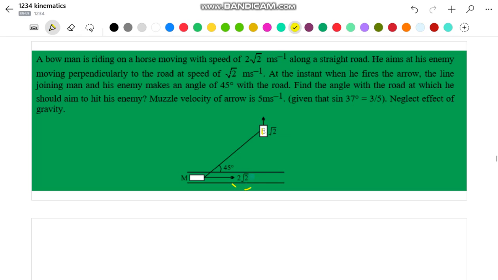Now at the instant when he fires the arrow, the line joining the man and his enemy makes an angle of 45 degree with the road. Now we have to find the angle with the road at which he should aim in order to hit his enemy. So we have to ultimately find the value of this total angle alpha. This is the angle where he should aim his bow in order to hit the enemy. The muzzle velocity of the arrow given in the problem is 5 meter per second, and we have to neglect the effect of gravity.